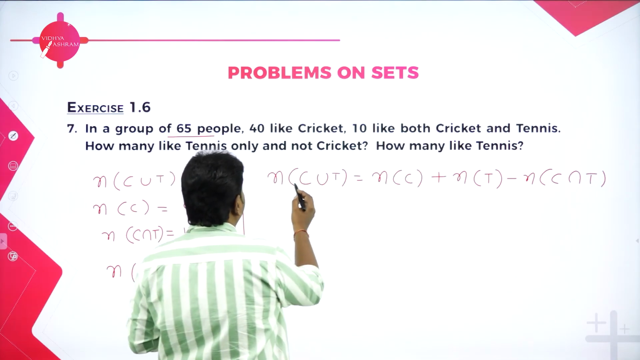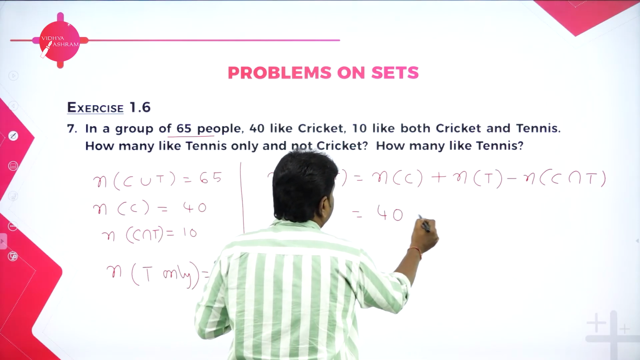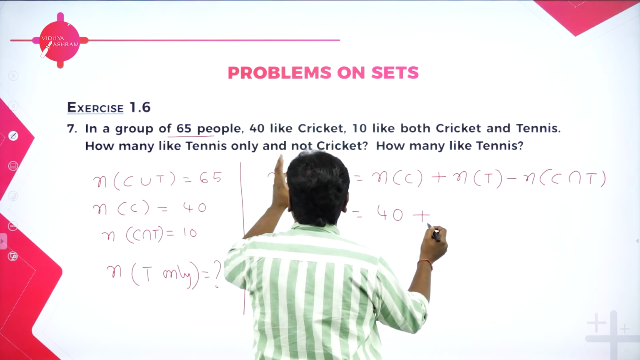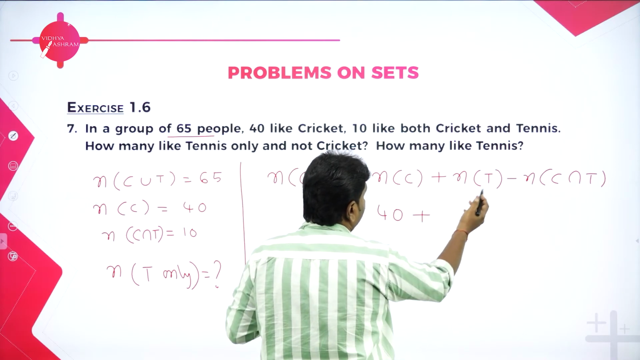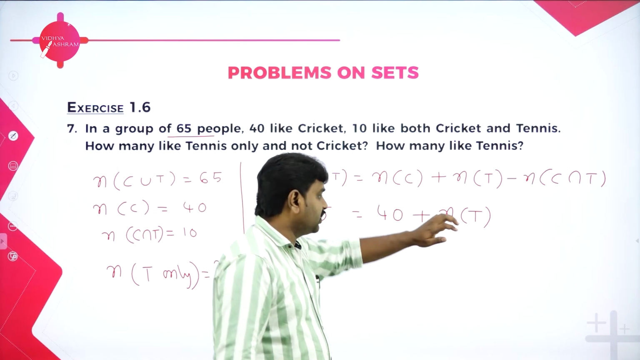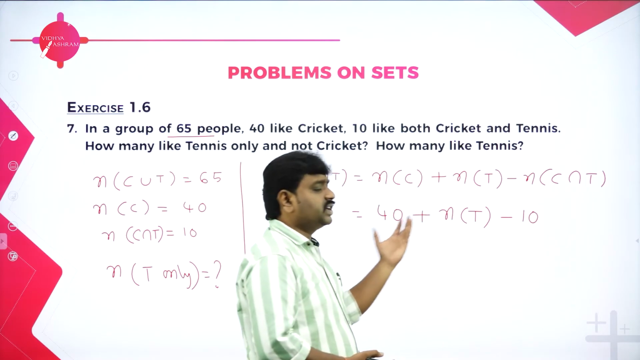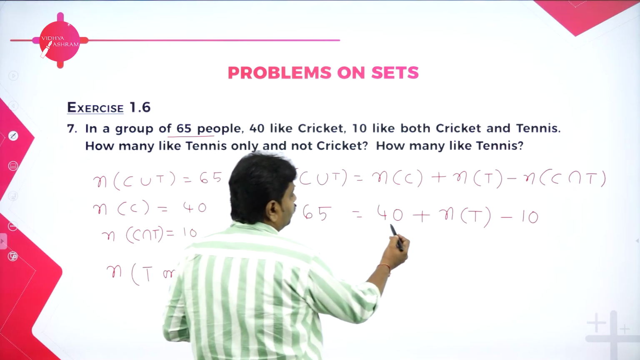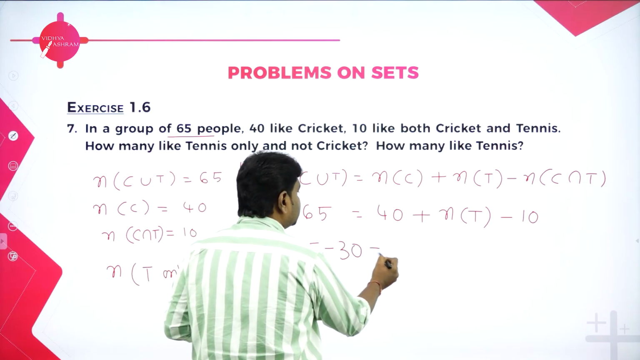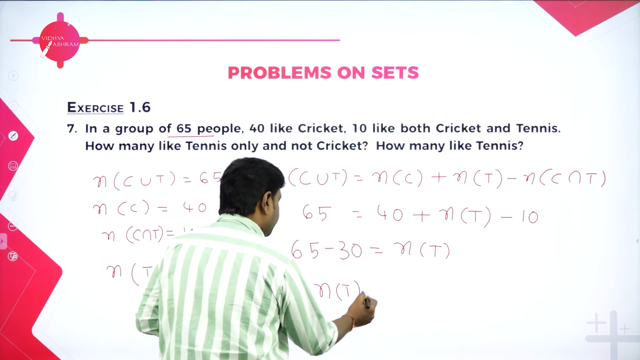So N of C union T is 65 and N of C is 40. For N of T, the people playing tennis, they gave how many play tennis only, not cricket. We don't know the total number of people playing tennis. They have not given it, so let it be T. And 10 play both. Now rearrange and get N of T. So 40 minus 10 is 30. Bring 30 to this side. 65 minus 30 is N of T. So what is 65 minus 30? N of T is 45.